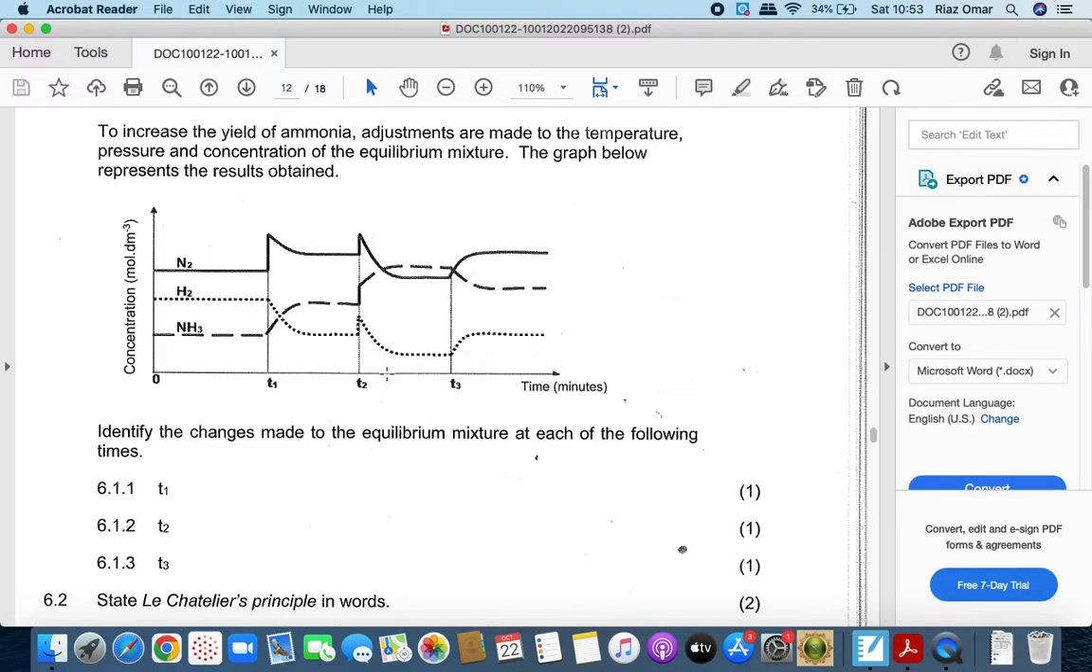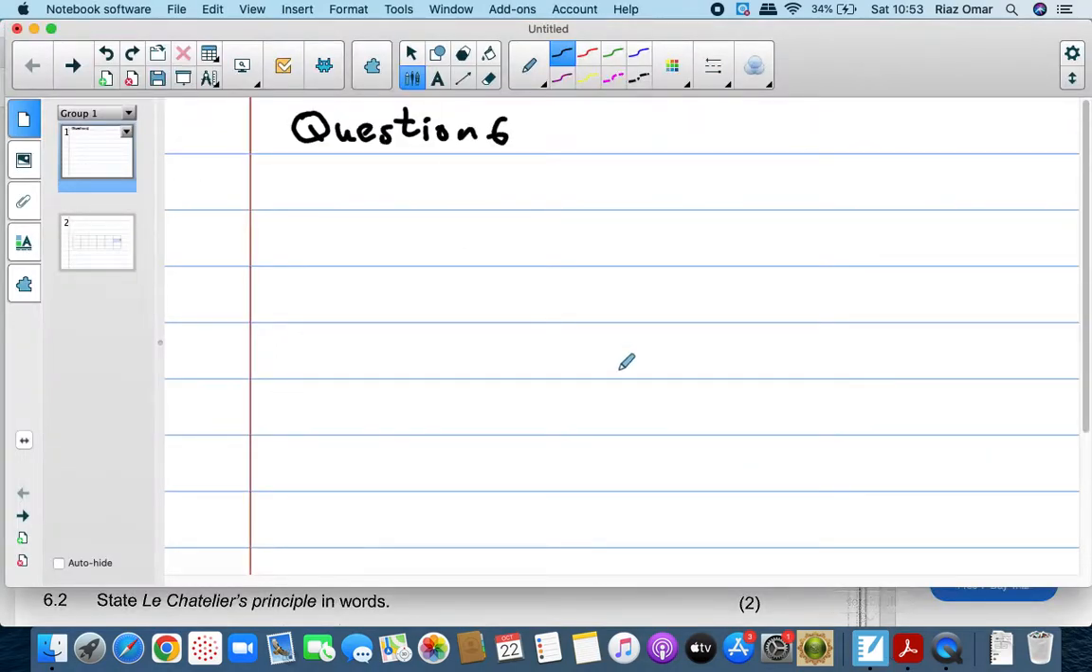So if you look at 6.1.1 T1, what happens at T1? We see at T1 there's an increase in N1, and then there's an effect after that. The N2 and NH3 stay the same, but there's an increase in N1. So we can say at 6.1.1 at T1, what happened? Nitrogen is increased. So looking at this, we can say the concentration of nitrogen increased at T1. So we must write that down in our answer. So we write on 6.1.1.